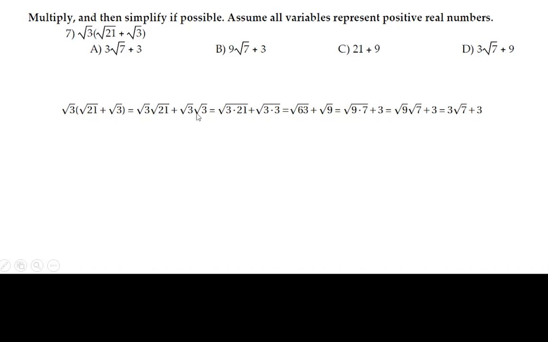Since we're multiplying the radicals, we can multiply underneath a single radical. This is radical 3 times 21 plus radical 3 times 3. 3 times 21 is 63. 3 times 3 is 9. So we have radical 63 plus radical 9. Radical 63 can be simplified as radical 9 times 7. Radical 9 is 3. So we have radical 9 times 7 plus 3 right now. Split these radicals up, so it's radical 9 times radical 7 plus 3, which gives us 3 radical 7 plus 3.